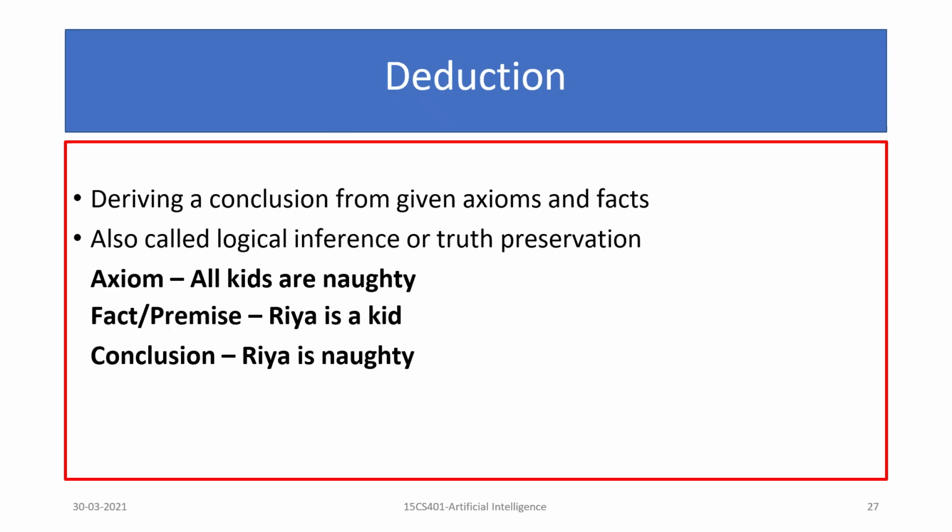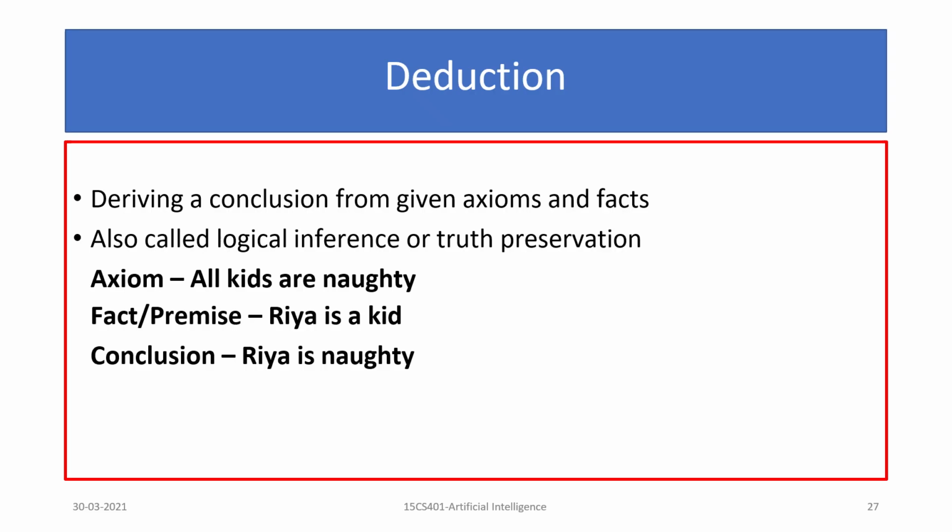First is deduction. Deduction goes from general to specific. It derives a specific conclusion from general rules or facts. If the premises are true, the conclusion is guaranteed to be true. It can be represented with a general rule, a fact, and a conclusion. Here, the axiom is: all kids are naughty; the fact is: Ria is a kid; the conclusion is: Ria is naughty.